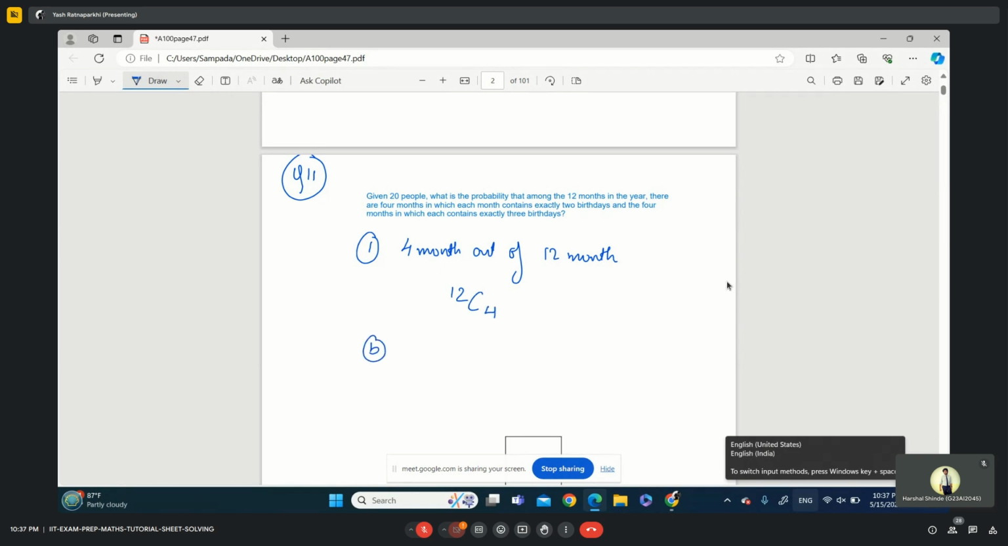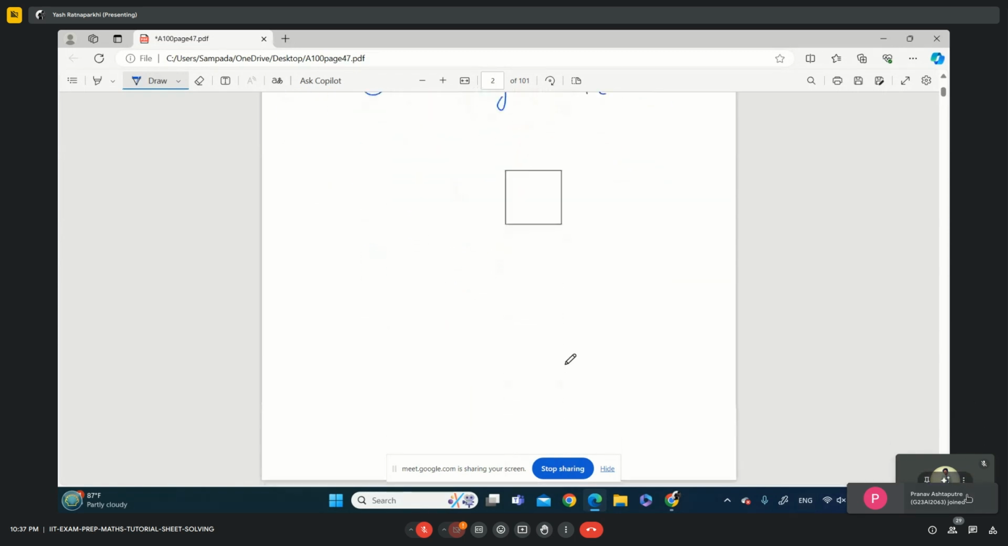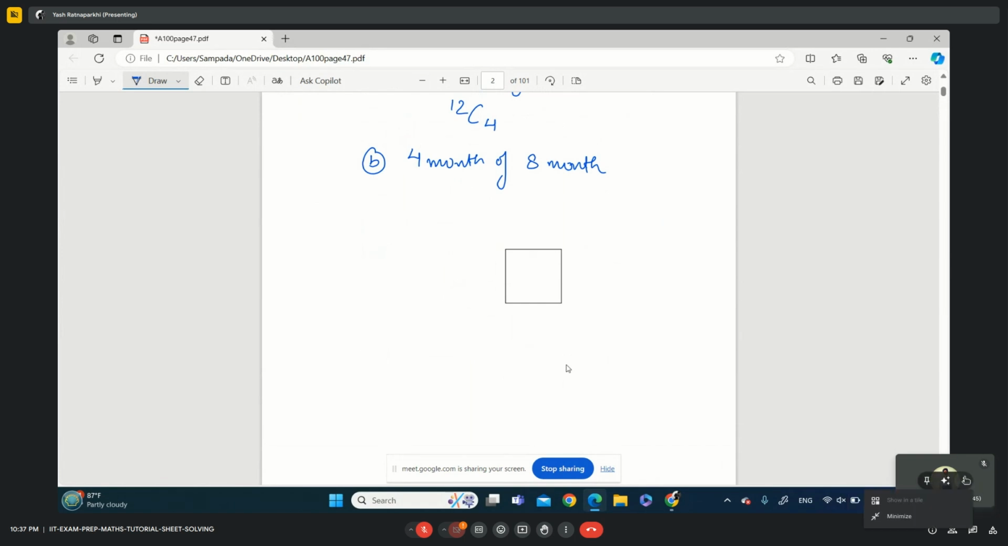Then point number b. Now we need to find 4 more months, but out of the remaining 8 months. Why? Because we already selected 4 months, right? So we select them using 8C4. In this way we are able to find the number of ways of choosing the months. And the c part: now we need to calculate how the people are getting distributed, or chosen.